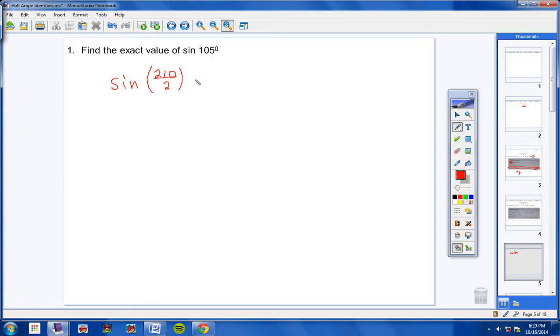Now, let's decide what quadrant we're in so we know. u over 2 is 210 over 2, which is 105, and 105 is in the second quadrant. So when we go to find our sign, positive or negative, we ask ourselves what is the sine of 105 degrees? It would be in the second quadrant, so it would be positive. So we're going to use the positive sign in front of the radical.